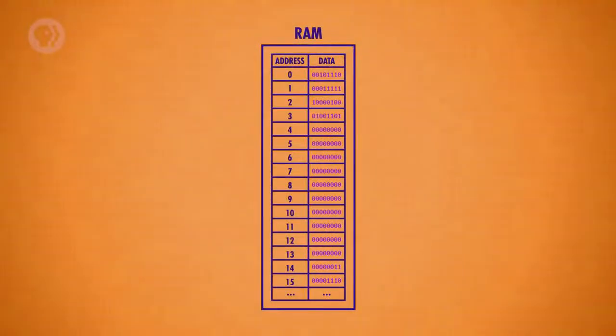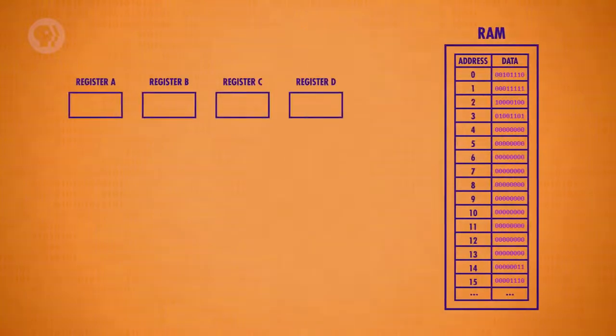Okay, first we're going to need some memory. Let's drop in the RAM module we created last episode. To keep things simple, we'll assume it only has 16 memory locations, each containing 8 bits. Let's also give our processor 4 8-bit memory registers labelled A, B, C and D, which will be used to temporarily store and manipulate values.